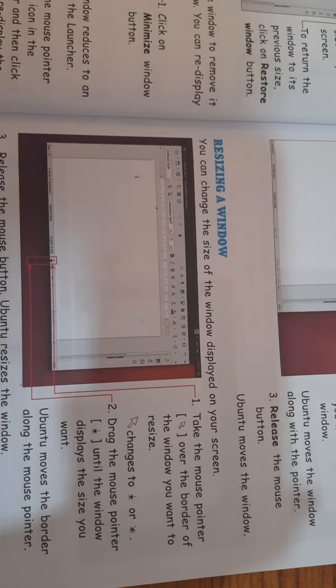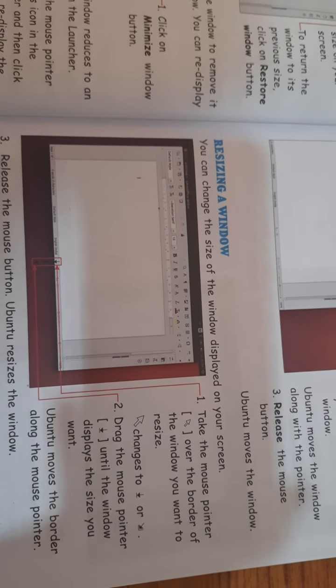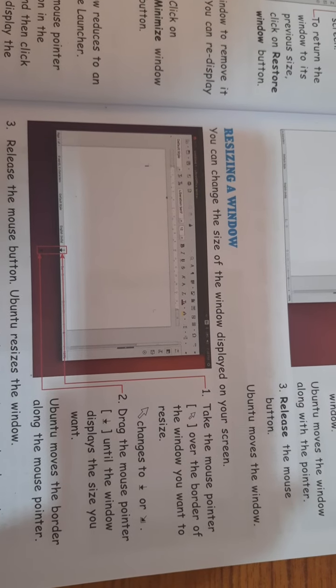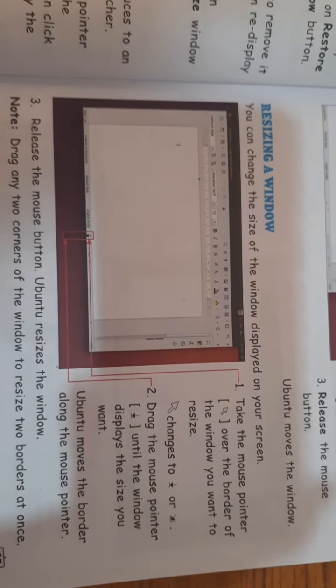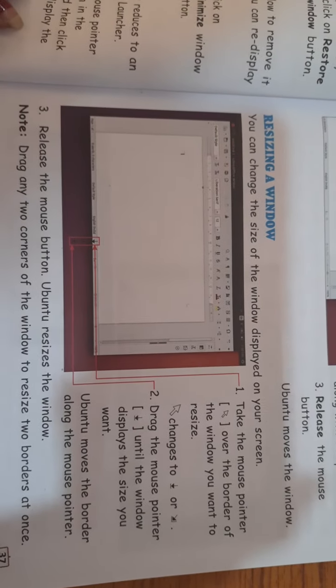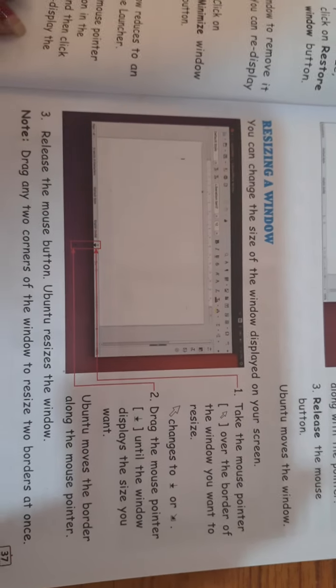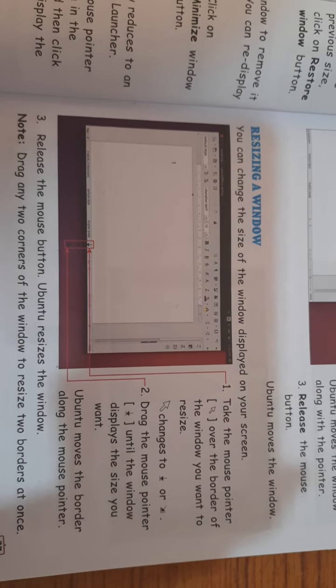Now drag the mouse pointer until the window displays the size you want. Ubuntu moves the border along with the mouse pointer. When you feel that this size is okay, then you can release the mouse button. Ubuntu resizes the window. Keep in mind that you can drag any corner of the window to resize two borders at once.